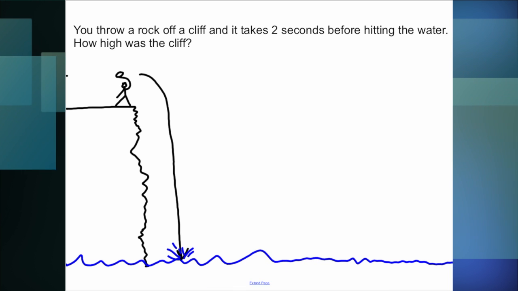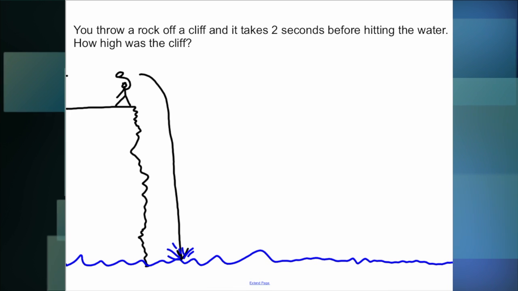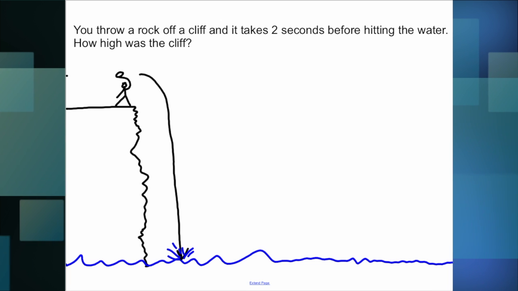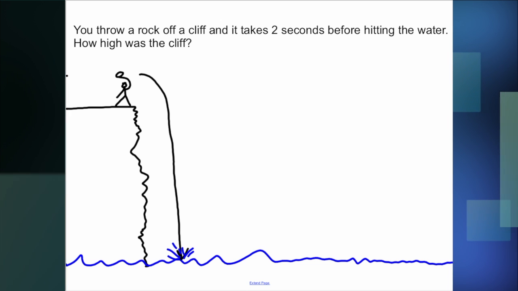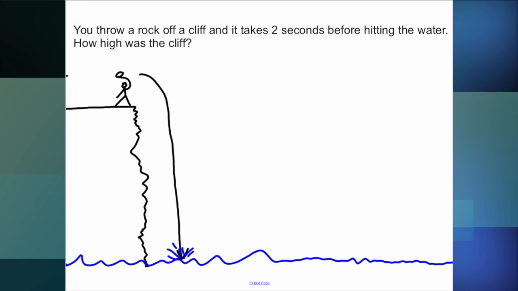So the problem we're going to do right now is you throw a rock off a cliff and it takes 2 seconds before hitting the water. How high was the cliff? So the equation that we're going to use is the one that we're familiar with.